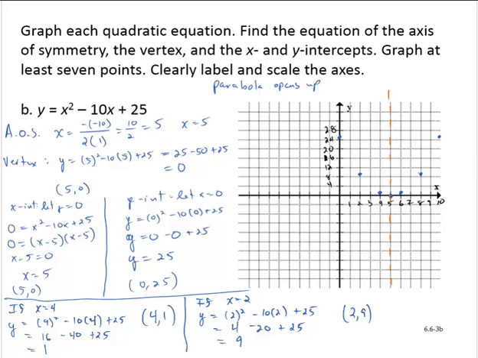All right, and so then plotting these points, we have those points plotted. We have at least 7 points, and let me draw the curve through these points. It's going to be something like this. All right, and so there's the graph of y equals x squared minus 10x plus 25.